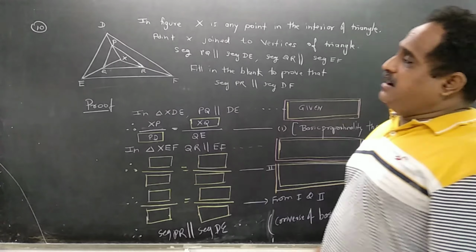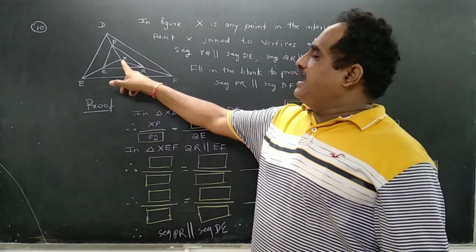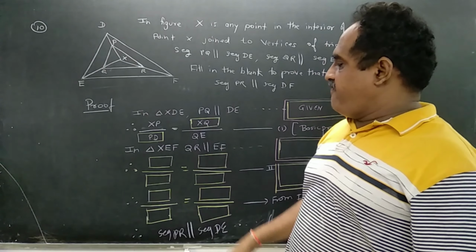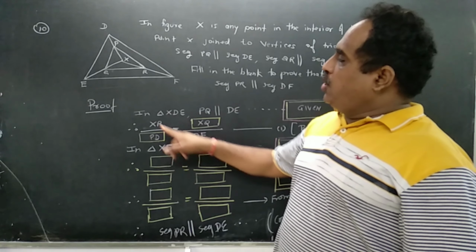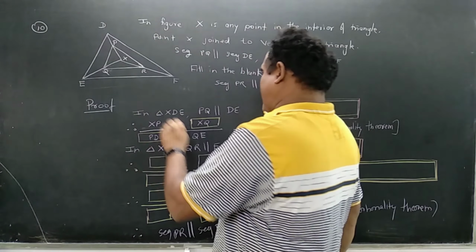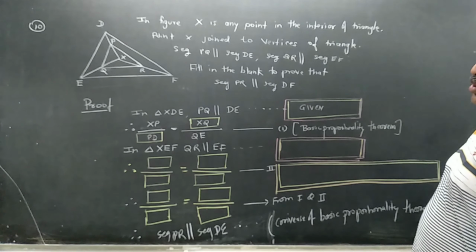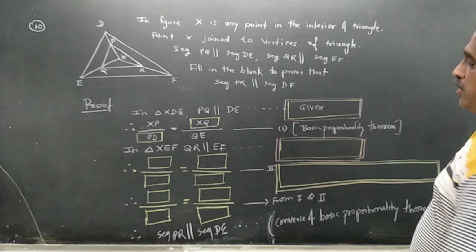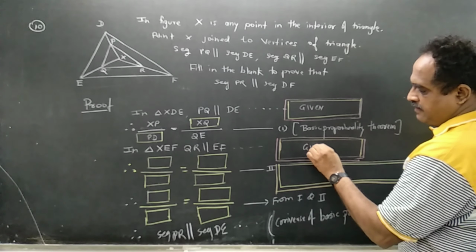Again, see the second part. In triangle XEF, QR is parallel to EF. So QR is parallel to EF. How do you come to know? This is again given.